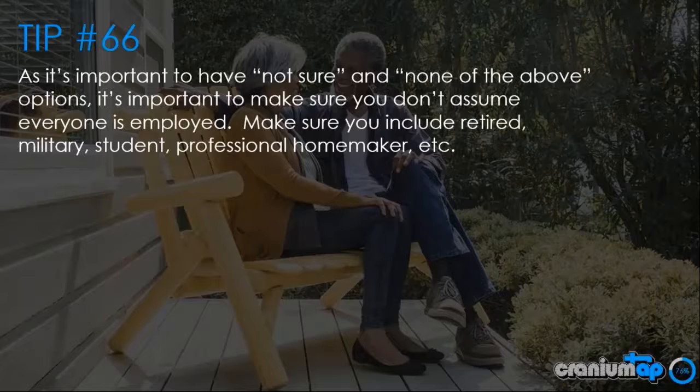Tip number 66. You already heard me touch on making sure that you include "not sure" and "none of the above" when you're looking at questions. If it's an option that's available, make sure it's there. If you're asking questions that are tied to what industry of employment you're in, don't forget, not everyone's employed. Things change rapidly, and you're going to want to make sure that's included in the survey.